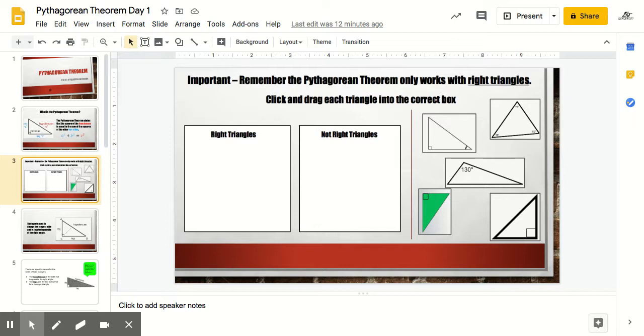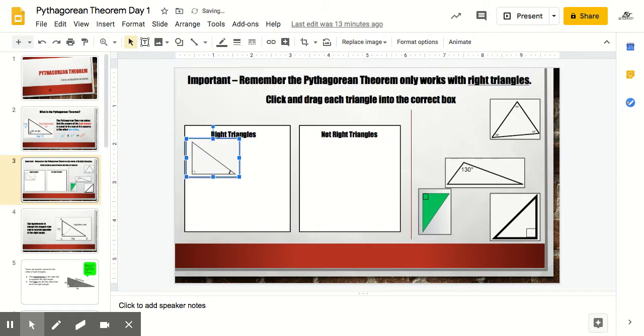So there are ways to identify if you have a right triangle or a 90-degree angle, and that's by that little box that's in the corner of the triangle. So we're just going to quickly look at these 5 triangles right here and identify which are right triangles and which are not. If I look at this first triangle, I see this little box in the corner. That tells me that this is a right triangle. That tells me that this angle with that little box is the 90-degree angle. So I'm simply going to drag and drop it into this right angle box.